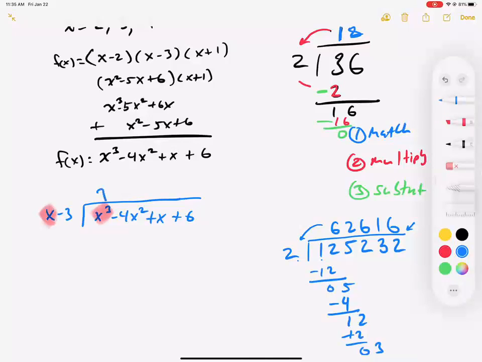I need x squared. You might say, Mishko, why would we use x squared? Because x squared times x becomes x cubed. Now, please be aware that we are multiplying both terms, and that's going to be negative 3x squared, because it's x squared times not just x, but x minus 3. And that's our method. We're going to match, we multiply, and then our next step is we're going to subtract.